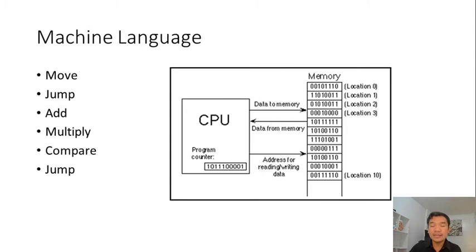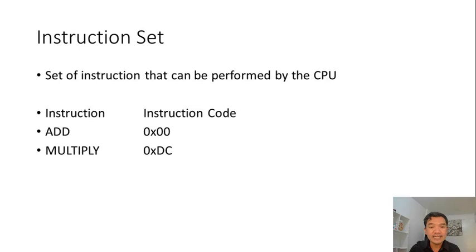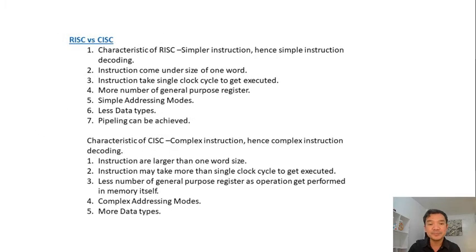And in fact, it was used later on more advanced computers. That's the instruction set that can be performed by the CPU. So the instruction would look like, for example, add, and the instruction code would be equivalent to 0x00, that's hexadecimal, multiply equivalent to 0xDC. It's not the actual representation. I just used that to make you understand that there's a certain code for each instruction used internally within the computer.